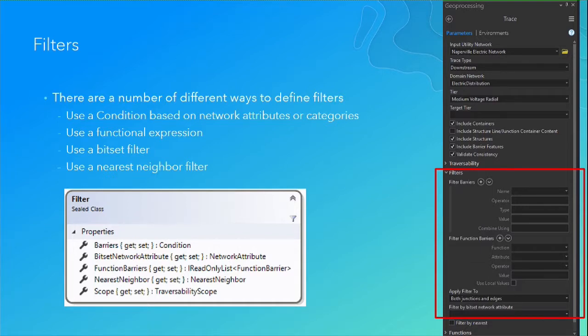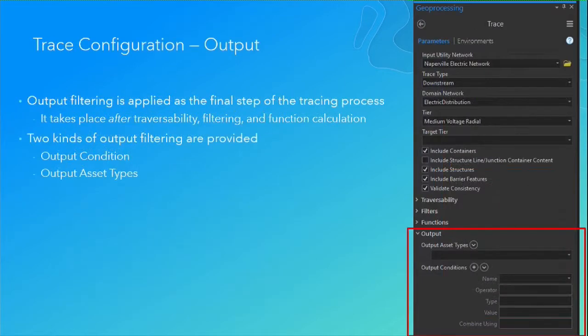So most people would implement phase as a bit set where phase A equals 1 and phase B is the second bit and phase C is the third bit or something like that. You can also use what's called the nearest neighbor filter to return the next three things or the closest three things. And finally, we have output. And output allows you to filter the results after everything is done. So it takes place after traversability, filtering, and function calculation. And you can filter by an output condition or by an asset type.